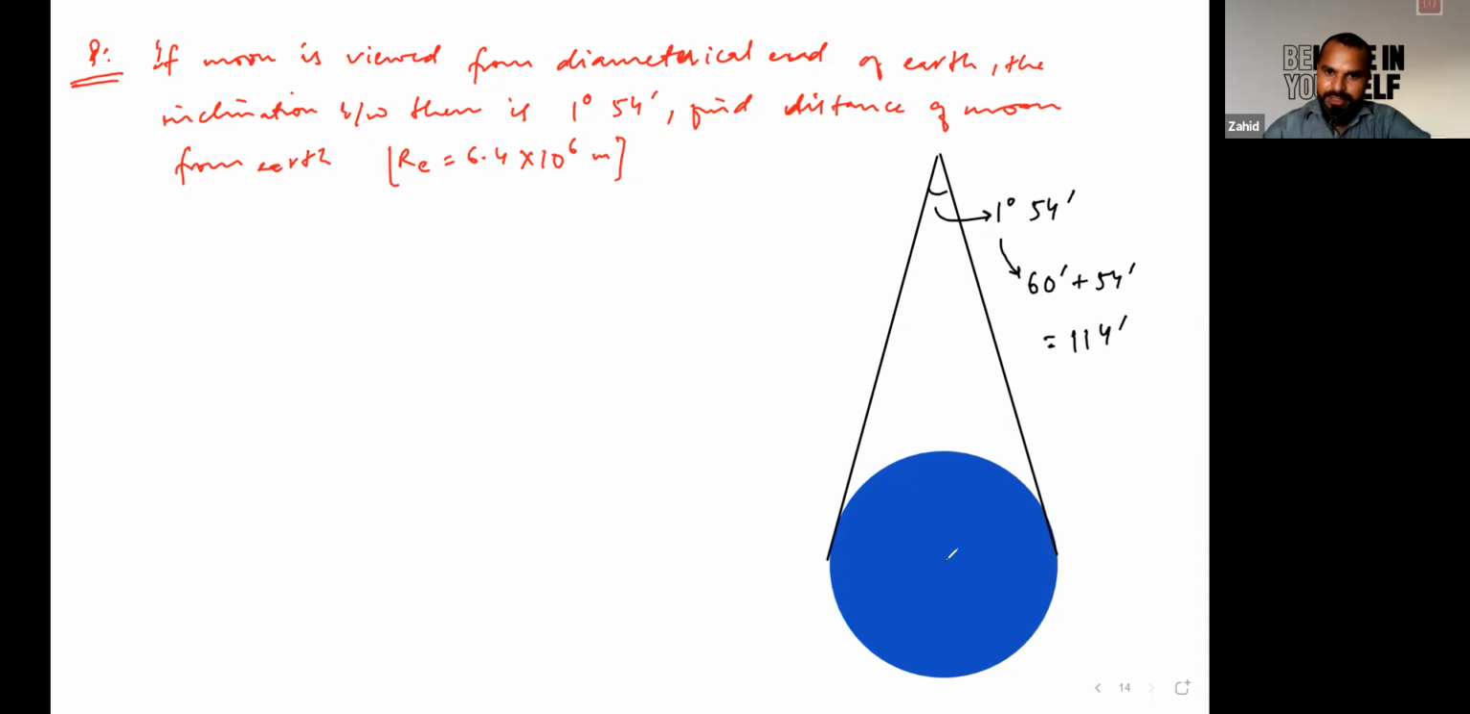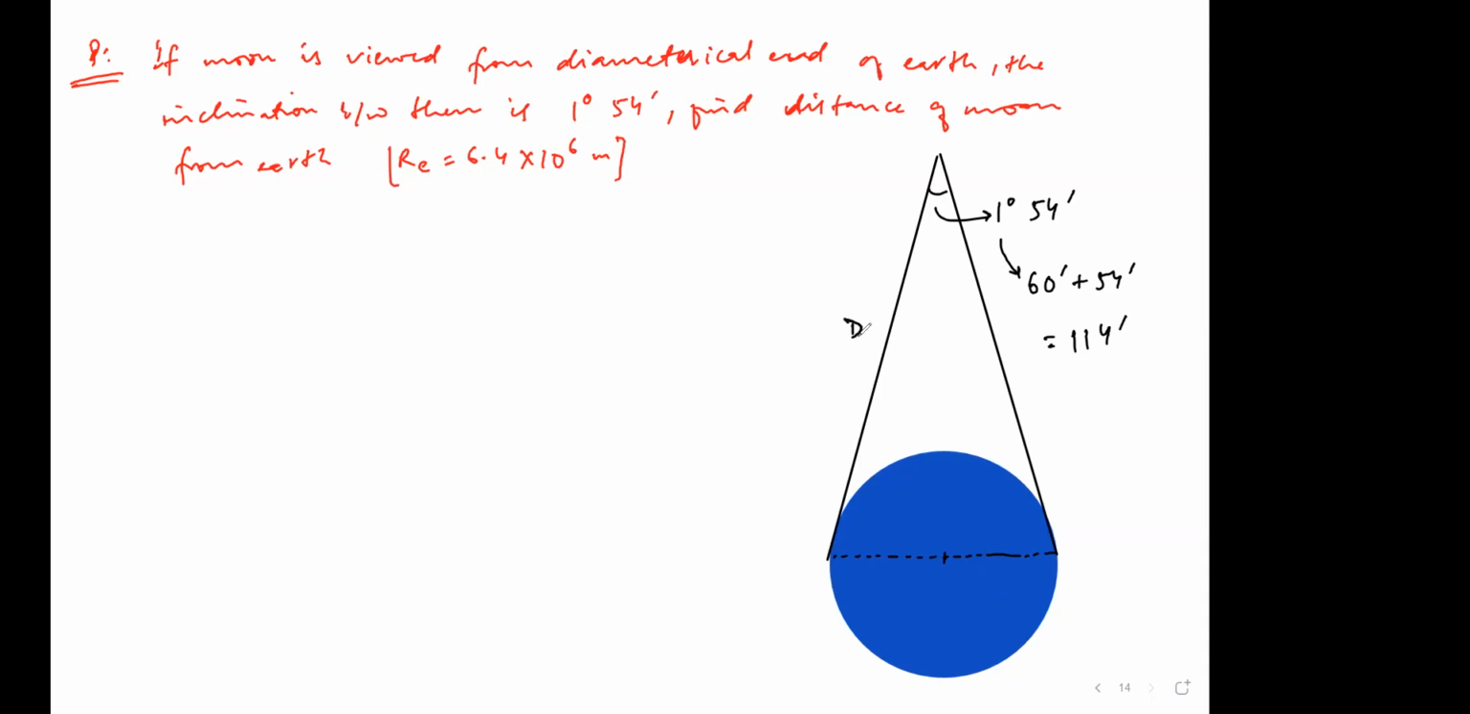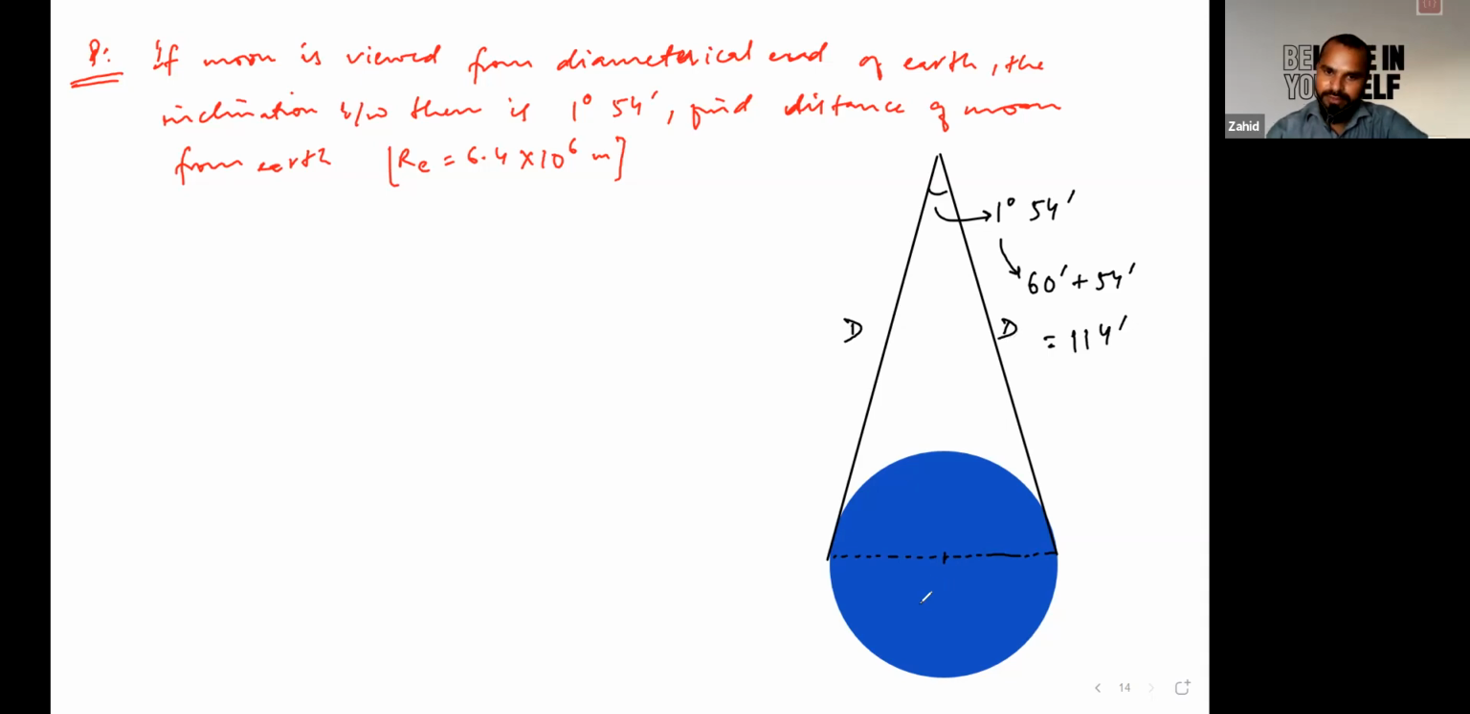Now, radius of Earth is 6.4 into 10 to the power 6. So the total distance between these two endpoints would be the diameter, that is twice the radius of Earth. This is your basis of calculation. So the basis would be 2 times the radius of Earth, it means 1.28 into 10 to the power 7 meter. Just apply the formula, theta is equal to length of arc over distance. So we have to calculate distance is equal to b over theta. On just putting all the values, you will obtain the required answer.